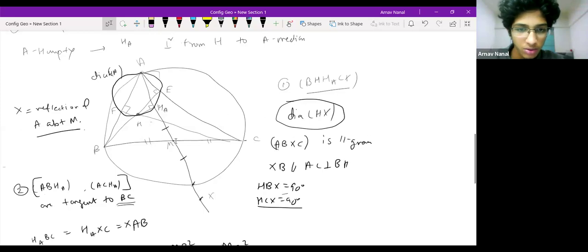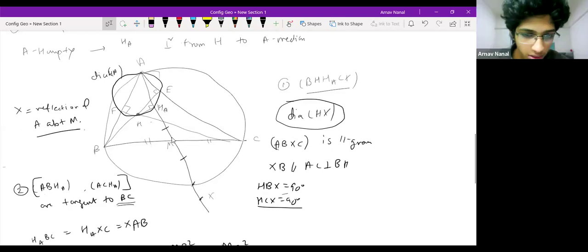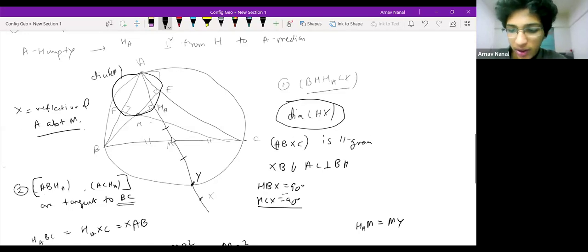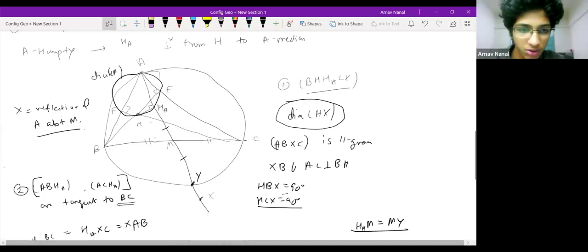Does anyone want me to elaborate the proof? Can you repeat that? Yeah. So if the median intersects the circumcircle at, let's name it Y, then HAM equals MY. Should I go to the next property, or is that proof just power of a point again: MB times MC is MY times MA.